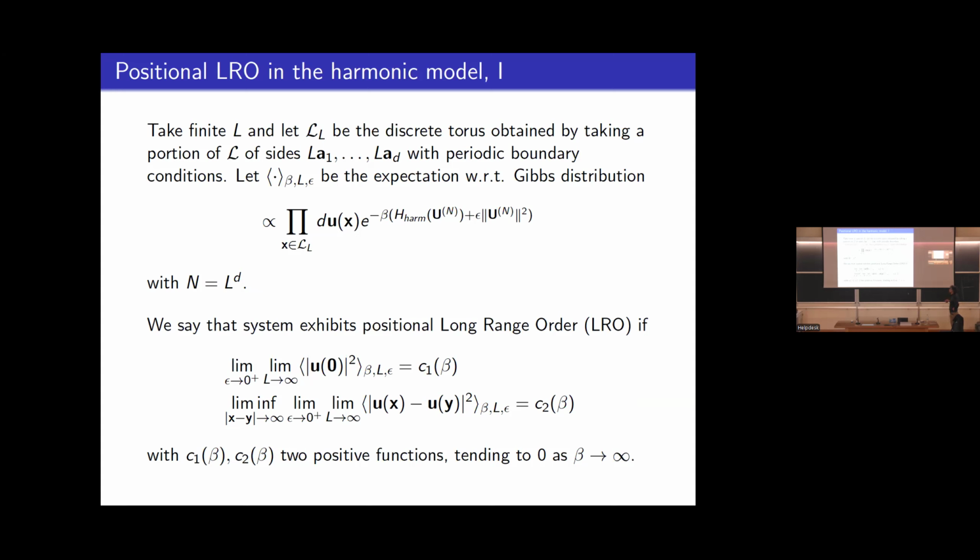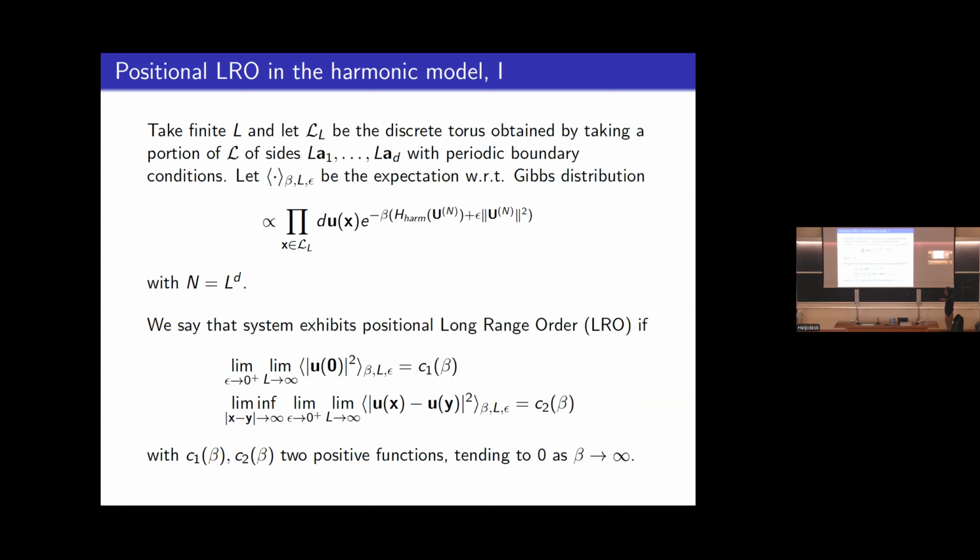So we can set things up in a way similar to the way in which I set things up in the definition of positive temperature crystallization yesterday. So I take a finite L, and I let Λ_L be the discrete torus obtained by taking a portion of the ideal lattice, either the triangular one or the FCC, of sides L a_1, ..., L a_d with periodic boundary conditions.